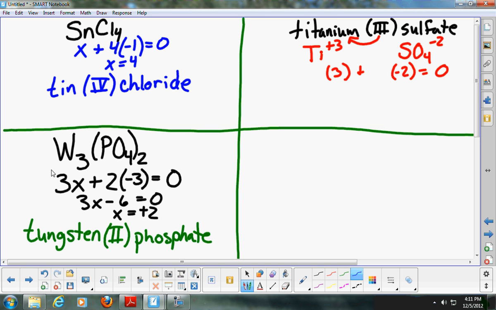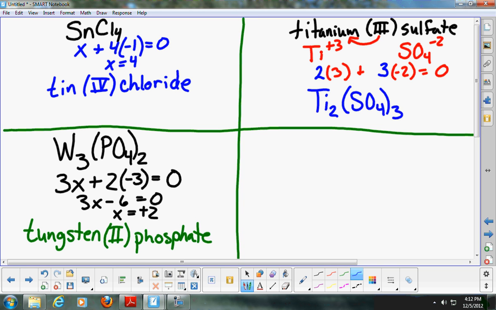Well, the common factor between 3 and 2 is 6. So if I times this one by 2, I'll get a plus 6. And if I times this one by 3, I'll get a negative 6. Plus 6 minus 6 equals 0. So I write Ti subscript 2, because I need 2 titaniums to go with, since I need more than one of the sulfate, I put it in parentheses, SO4 and 3.